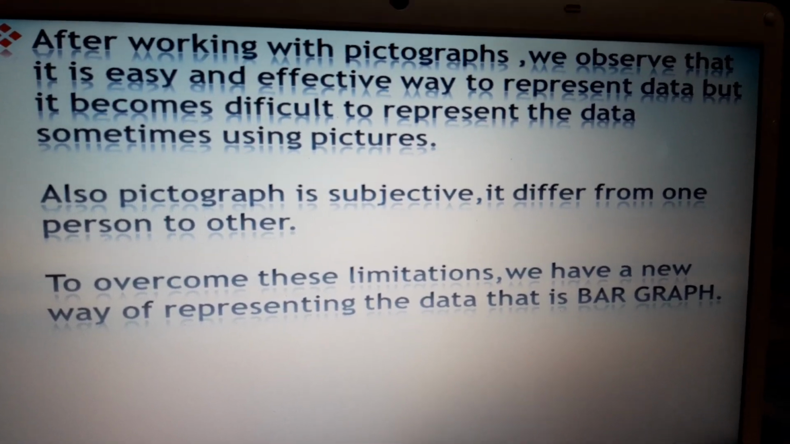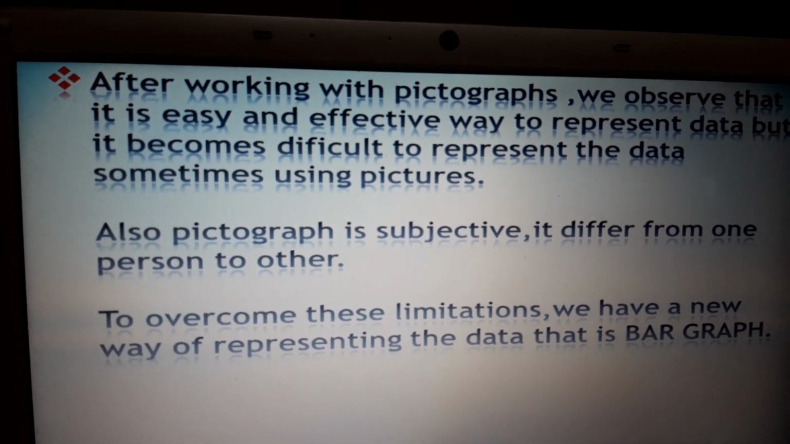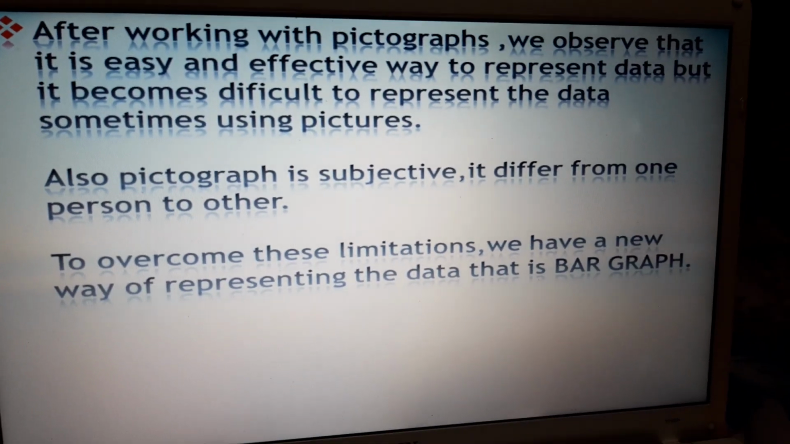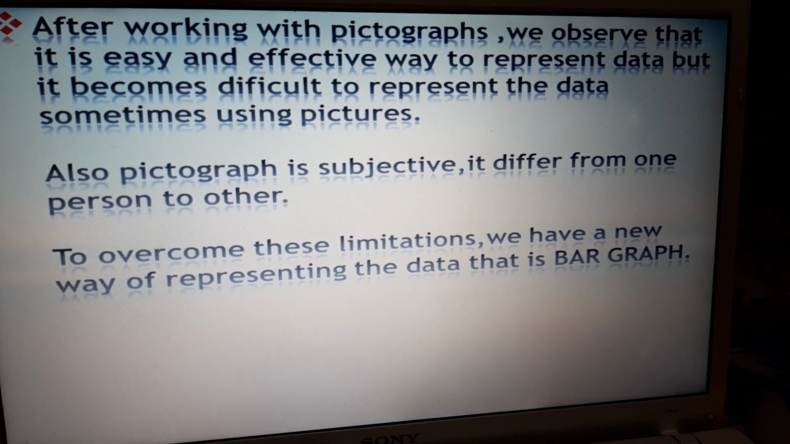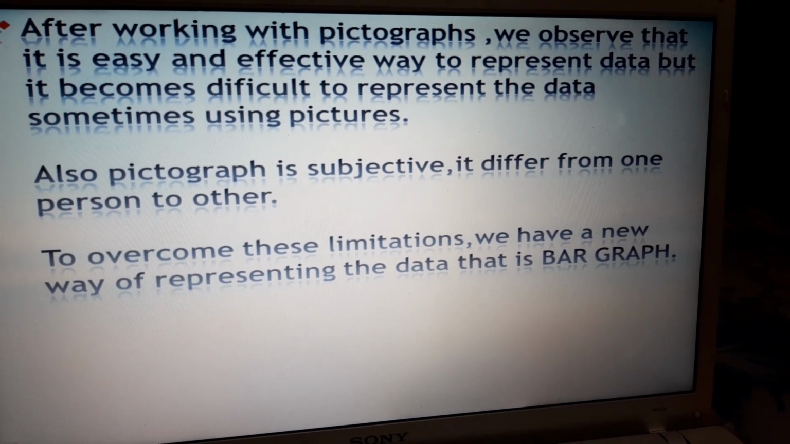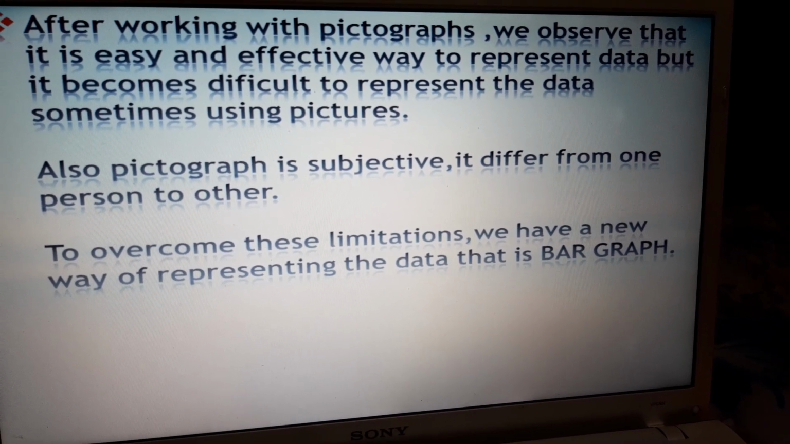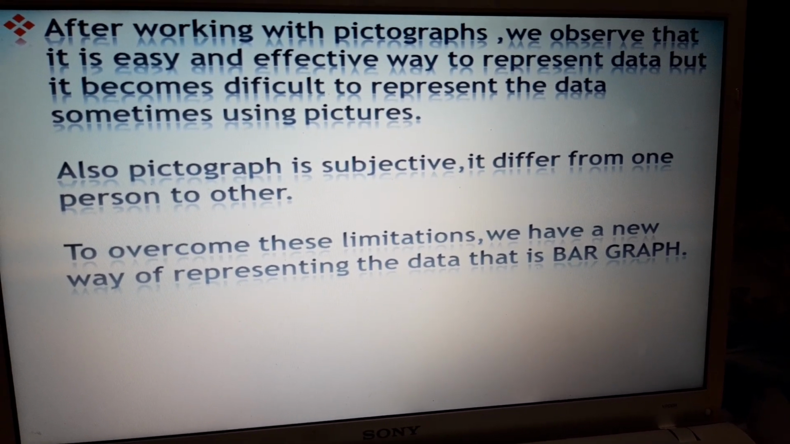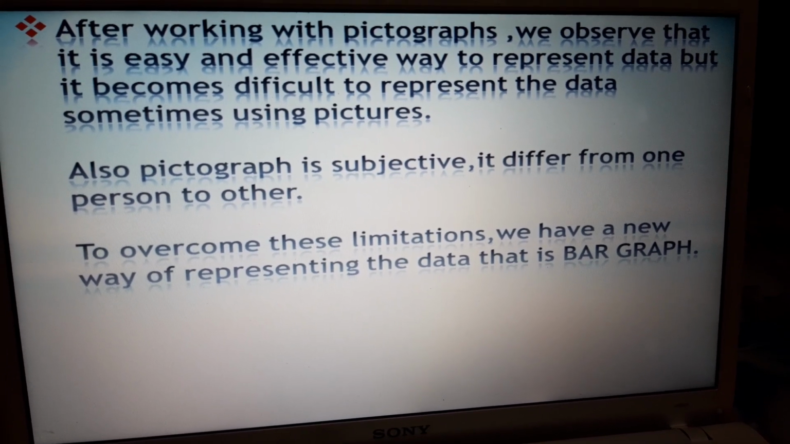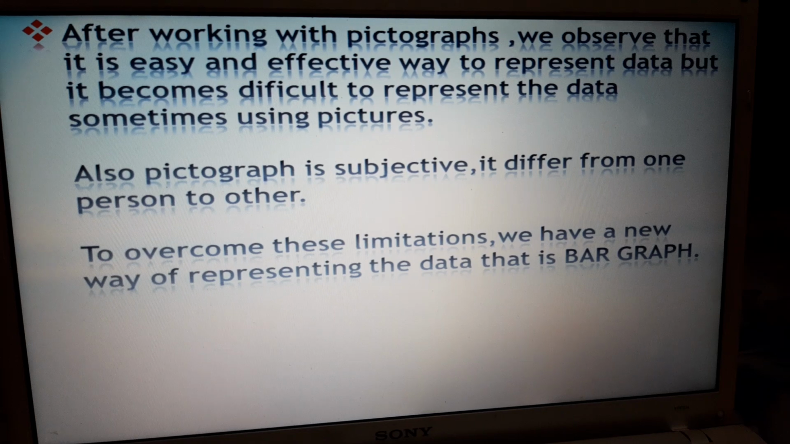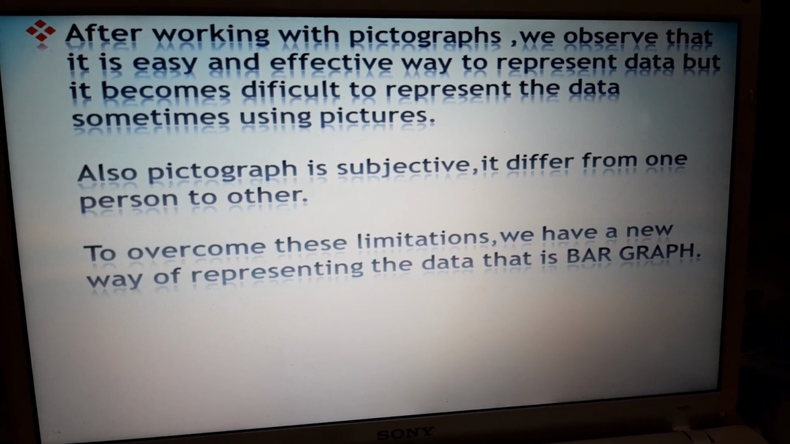Now, after working with pictographs, pictograph is the pictorial representation of the data. After working with pictographs, we observe that it is an easy and effective way to represent data, but it becomes difficult to represent the data sometimes using pictures. Suppose if we have very large data, then it becomes difficult for us to sometimes think of the scale, what type of scale do we need.